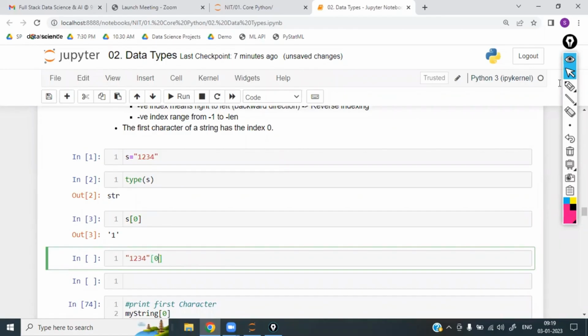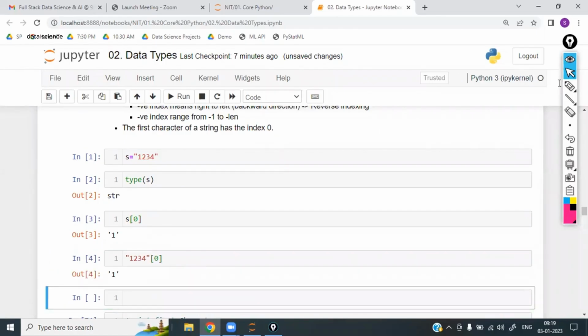The same answer. In the backend, the s value will be filled like this. If you don't write the s value also, directly also you can print. Here s is saving that value, here it is not saving the value. That is the only difference. But in the backend, automatically it is considering the complete string.